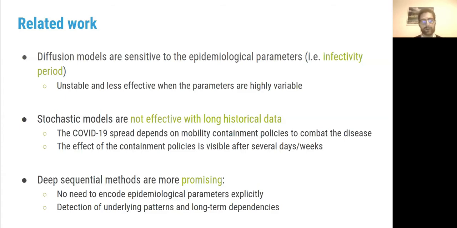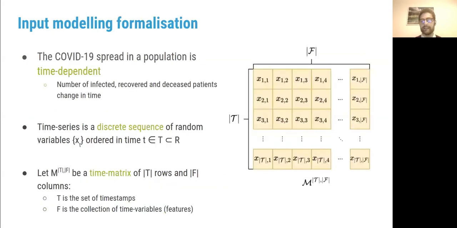This is critical since the spread of the infections for COVID-19 has been highly dependent on national mobility containment and other policies to combat the disease, whose effect can only be observed after several days or weeks. To conclude, deep sequential models appear to be more promising for predicting the COVID epidemic. They do not need to explicitly encode epidemiological parameters and have been shown to detect underlying characteristics and long-term dependencies in the data. Trajectories like COVID-19 infection spreading in a population are strictly dependent on time.